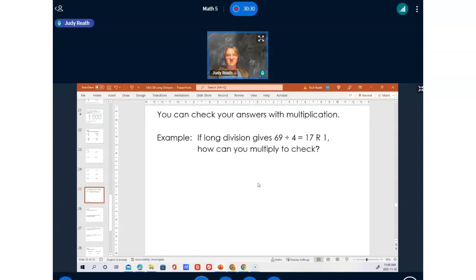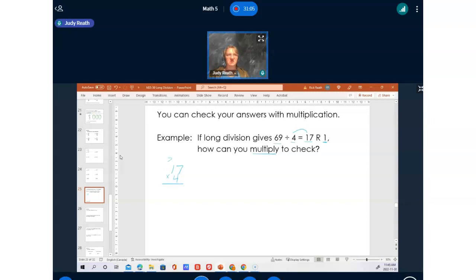Now, one last thing before we go. You can check your answers with multiplication. So if the long division gives you 69 divided by 4 equals 17 with a remainder of 1, we can use multiplication to check. Remember that multiplication is the opposite operation of division. So if we take the 4 and the 17 and multiply them together, this is why we had to learn multiplication before division, because you need to use multiplication to do division.